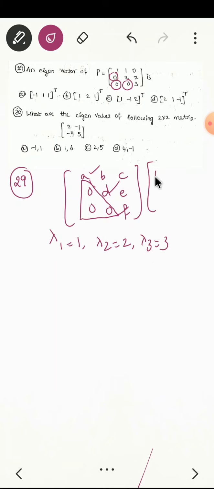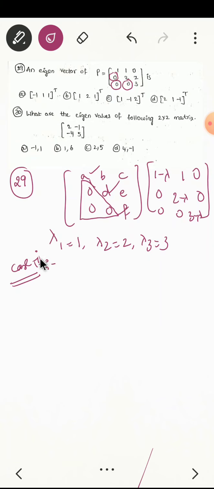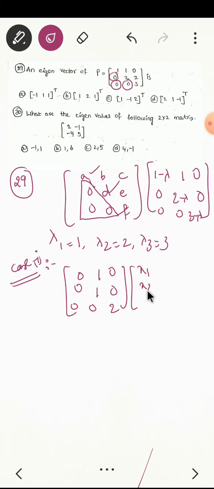First write the matrix like this: 1 minus lambda, 1, 0; 0, 2 minus lambda, 0; 0, 0, 3 minus lambda. Case 1: substitute lambda as 1, because we have to find the vector for this matrix. They have given 4 options in transpose form. So substituting lambda as 1 gives the rows 0 1 0, 0 1 0, 0 0 2. Hope you are getting this. Then x1 x2 x3 equal to 0 0 0.